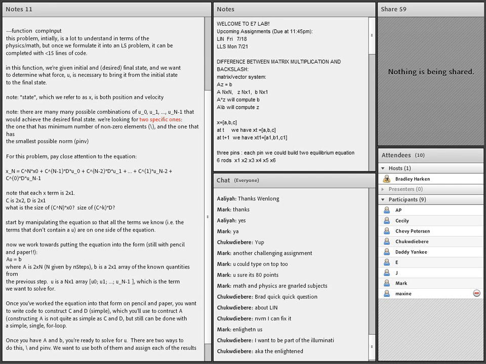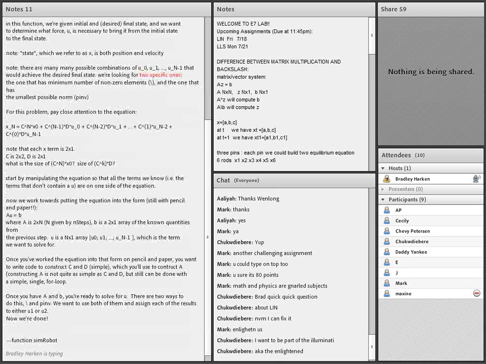Yeah, so that's that function. And then the next function is SimRobot, which, believe it or not, is even simpler than the first one.